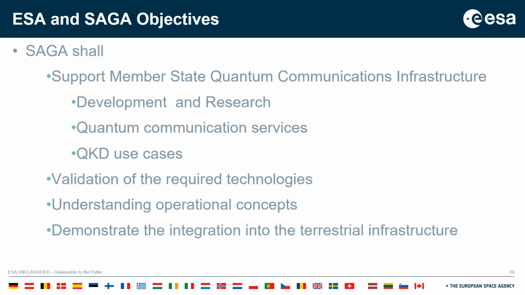ESA's proposal to contribute to this system is what's called the Saga program, as part of the Scylight framework. It supports member states developing quantum communication infrastructure, developing use cases for QKD systems, and developing and validating the required technologies. Remember the single photon detectors I discussed. It also means understanding the operational concept for how a QCI system would work, and demonstrating how you can integrate a space system with ground infrastructure.